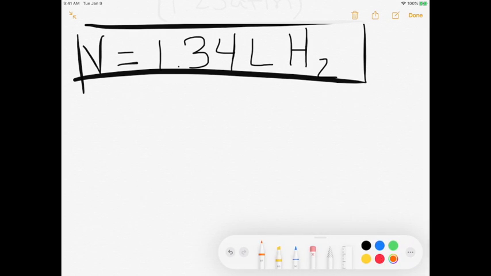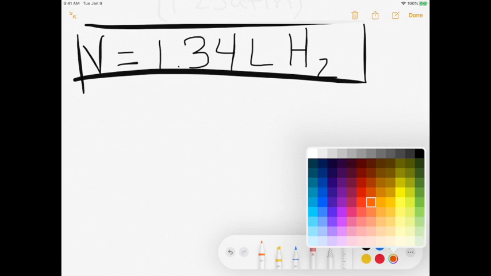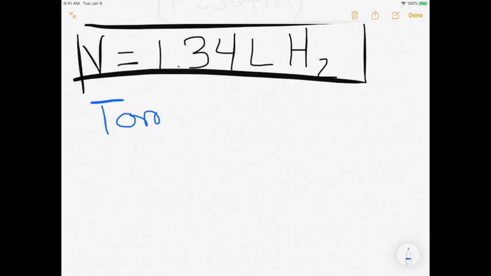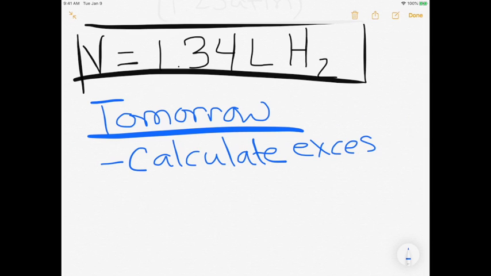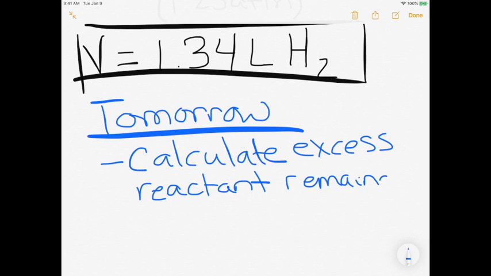So what we're going to learn tomorrow, just a heads up, is how to calculate excess reactant remaining. And we are also going to determine percent yield. So those are more of a refresher, and the remaining is not spelled that way.